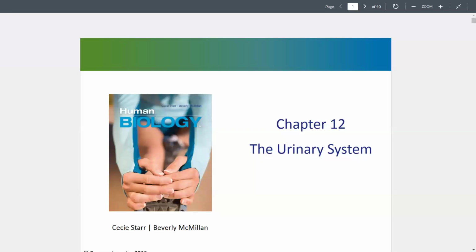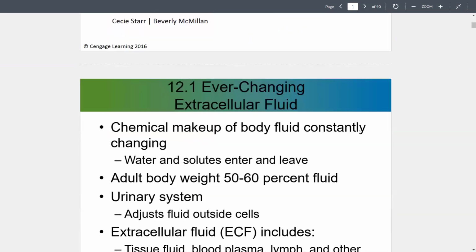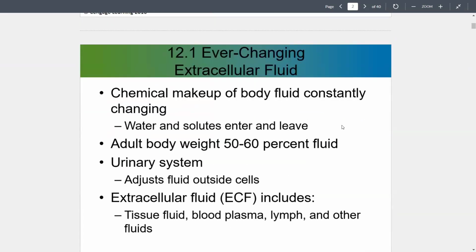Hi everyone, here is chapter 12, urinary system. And this is the system that makes urine. The digestive system makes feces and the urinary system makes urine. So let's start. Basically the urinary system is in charge of cleaning out your blood. That's how it makes urine, by filtering your blood.